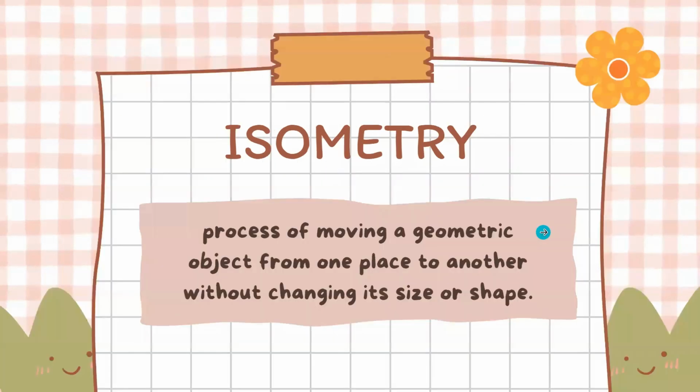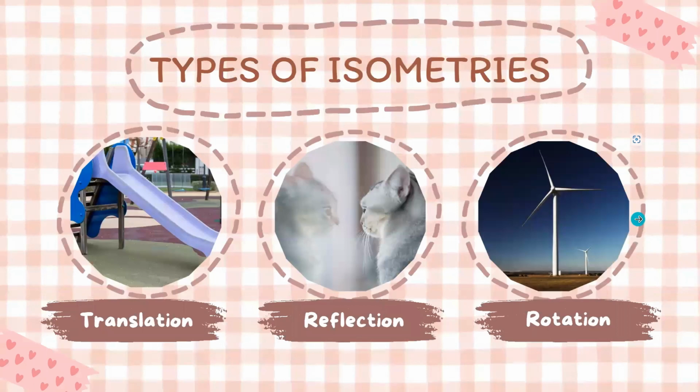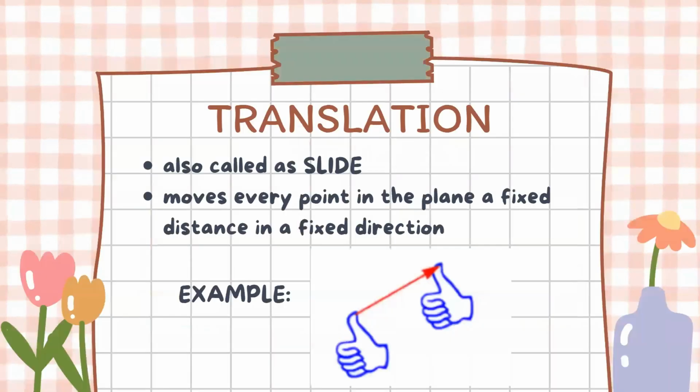First, what is isometry? Isometry is the process of moving a geometric object from one place to another without changing its size or shape. There will be more examples for this for further understanding. There are types of isometries. First is translation, next the reflection, and third is the rotation.